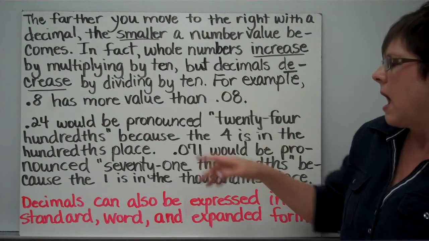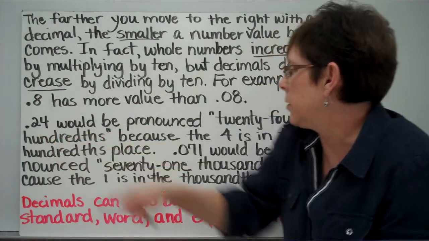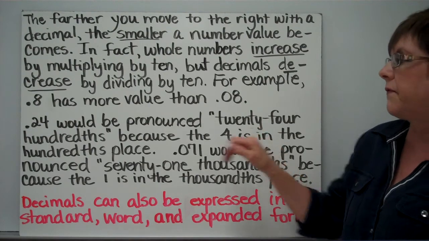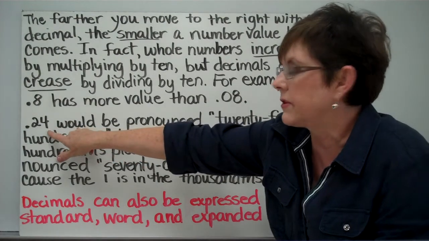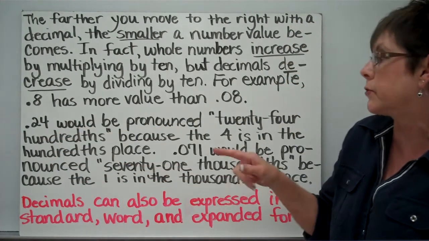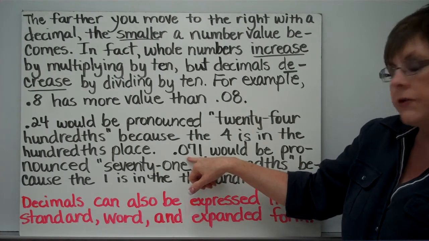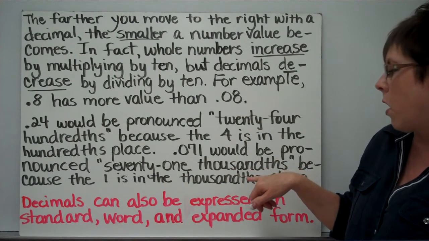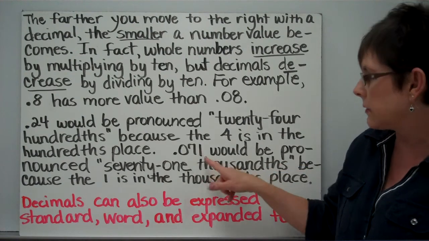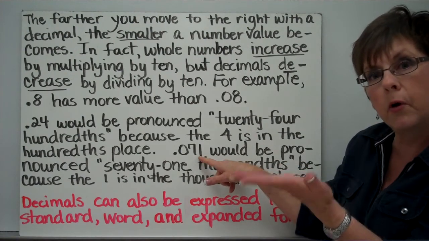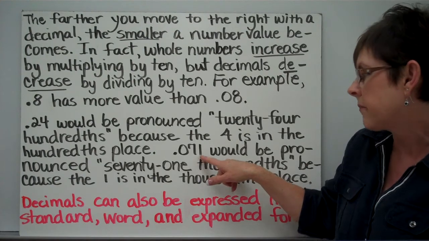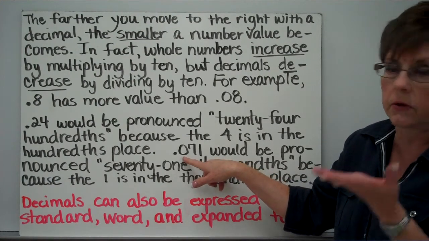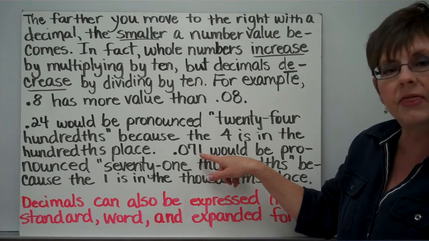All right. If you saw this decimal, you would pronounce it as 24/100 because the 4, which is the last number here to the right, is in the hundredths place. If you saw this decimal, we would pronounce it 71 thousandths because the numeral that is furthest to the right is in the thousandths place. There are no tenths. There's only hundredths and thousandths.